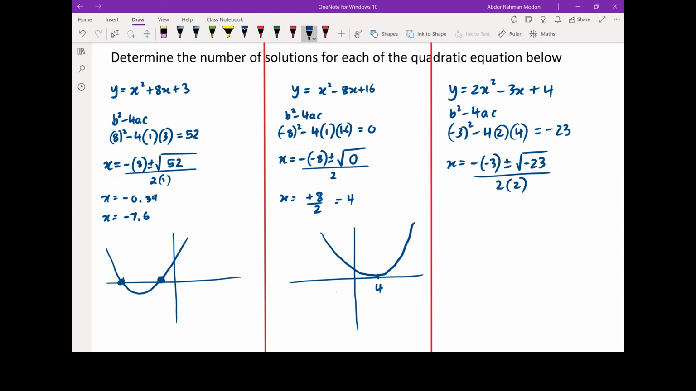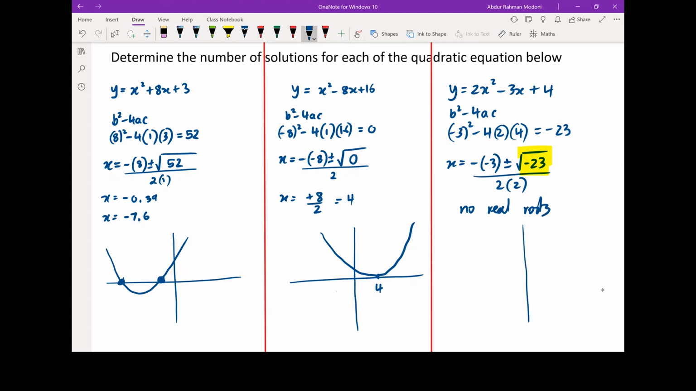And as we can see here, when we try and put this in the calculator, we get the square root of a negative number. Now this square root of a negative number gives us an error on the calculator, indicating there are no real solutions. So there are no real roots, meaning it doesn't cross the x-axis.